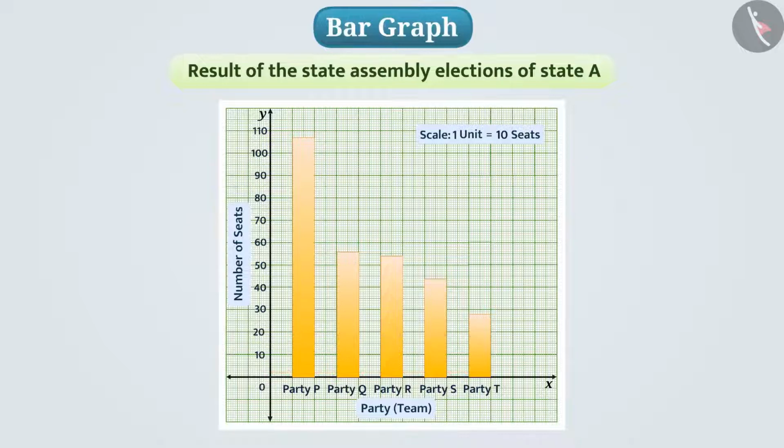Let us now know how to read a bar graph. Here we see that the length of bar made for party Q represents 56 seats. In this way, we can say that in State Assembly elections, party Q won 56 seats. Similarly, can you tell how many seats the party R has won? Think.